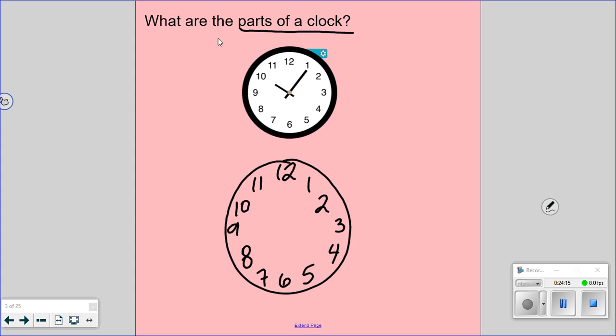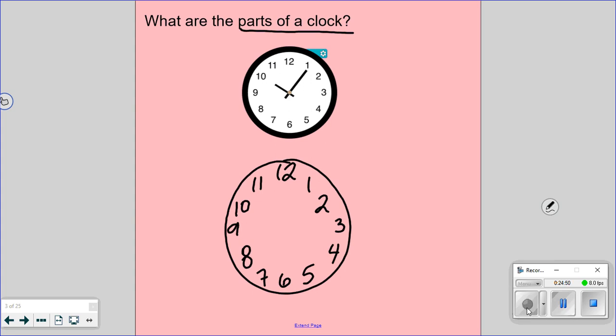I noticed that the 6 is right above the 12, and 12 is above the 6. 6 is a skip count of 12, and 9 is directly across from the 3. And 3 is also a skip count of 9. There are a lot of patterns within our clock system, just like there are in our counting system.